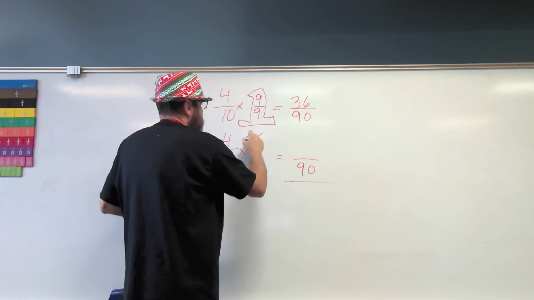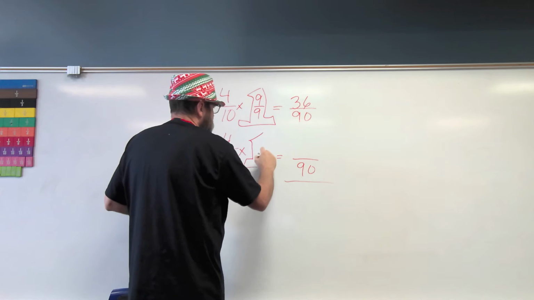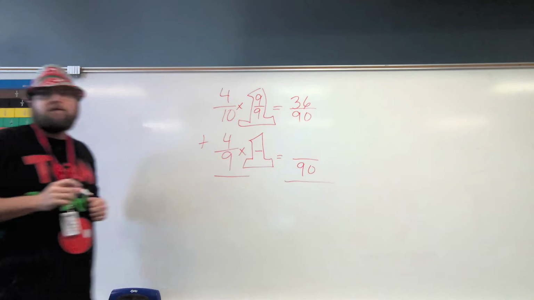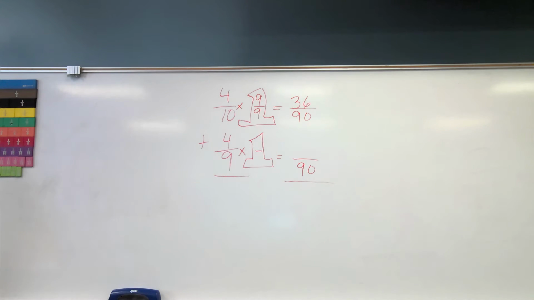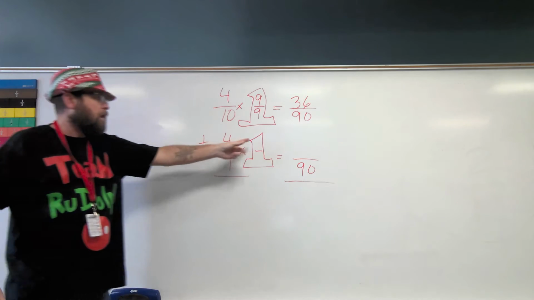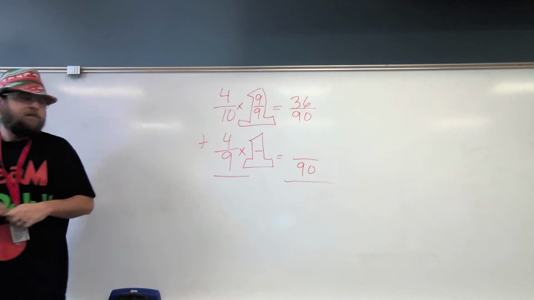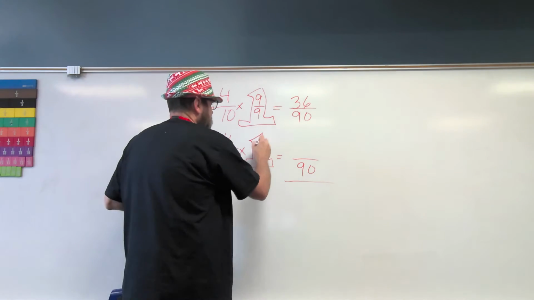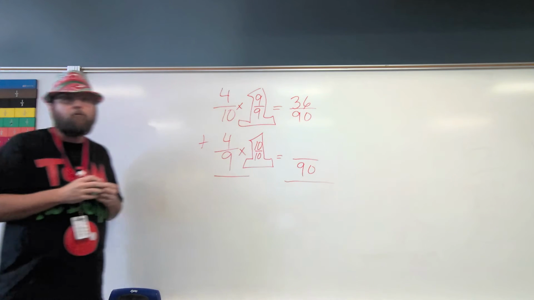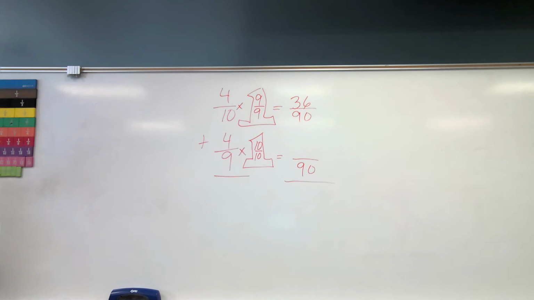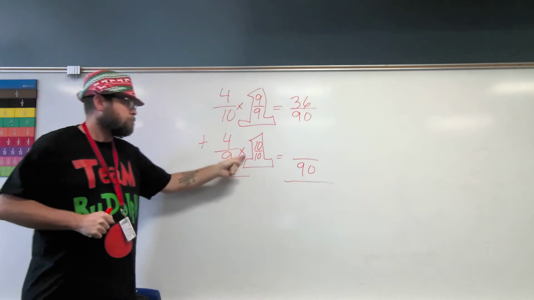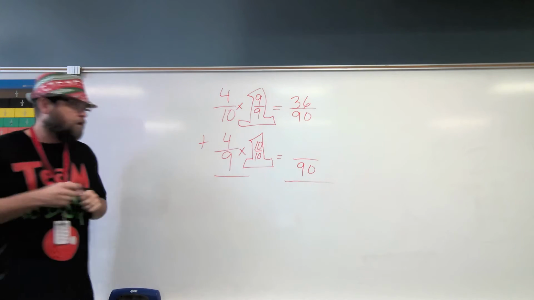Now I also need to change this one so that it has a denominator of 90. And so this video doesn't take 38 minutes, I'll call on Wit to tell me what I need to multiply by here. 10/10. See how quickly that was? Man, that Wit's sharp. And Wit, what is my new numerator? 40. Good.